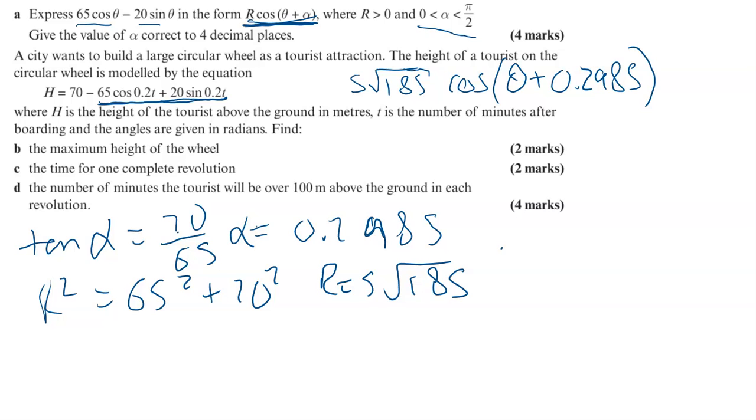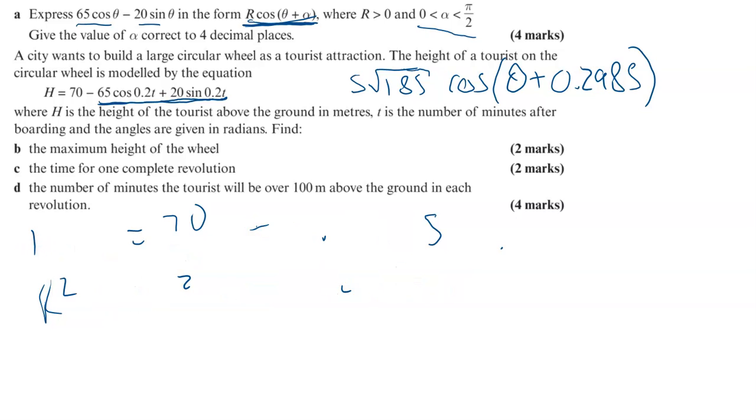City wants to build a large rectangular wheel as a tourist attraction. The height of a tourist on the circular wheel is modelled by this equation. Now, as we said, this is very similar to what we have here. The only difference is that theta equals 0.2t. At no point did theta's value come into this at all, so I think we are well within our rights just to rewrite this and substitute in 0.2t for theta.